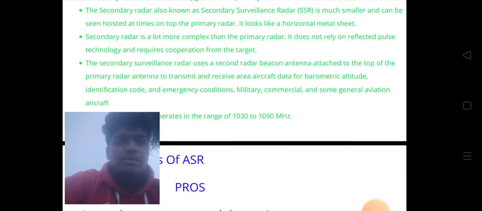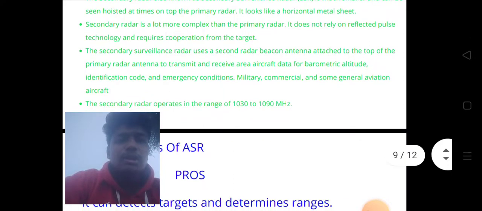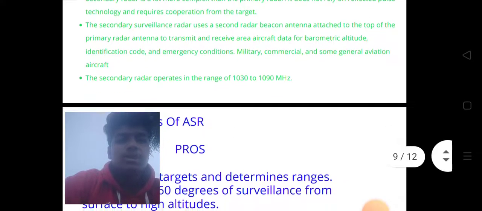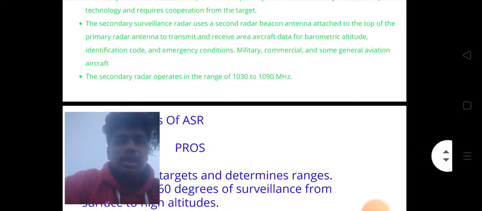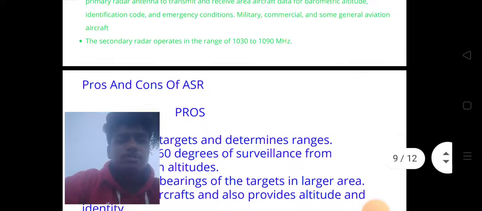The secondary surveillance radar uses a second radar beacon antenna attached on top of the primary radar antenna to transmit and receive aircraft data for barometric altitude, identification and emergency conditions, for military, commercial, and some general aviation aircraft. The secondary radar system operates in the range of 1030 to 1090 megahertz.